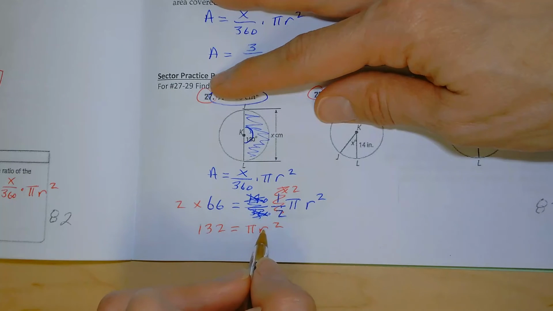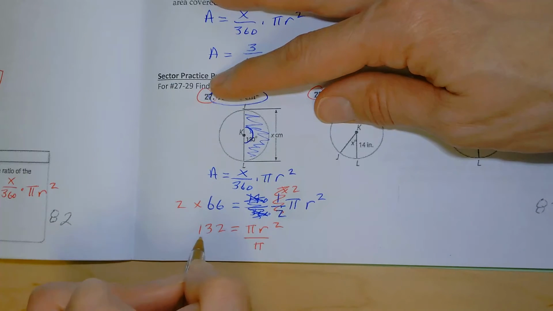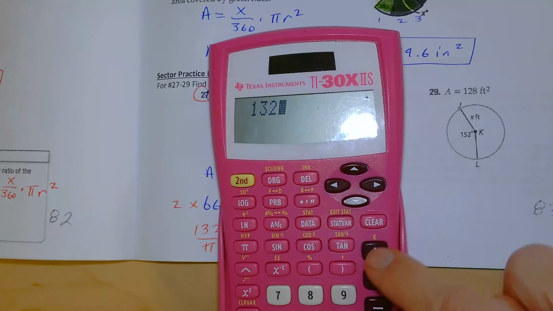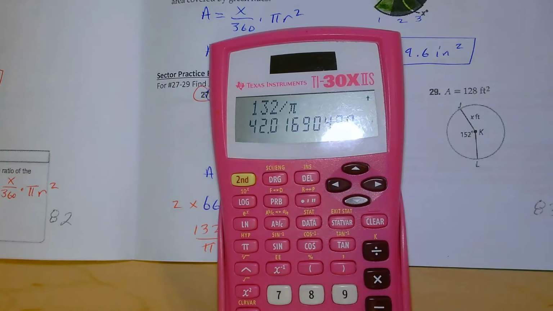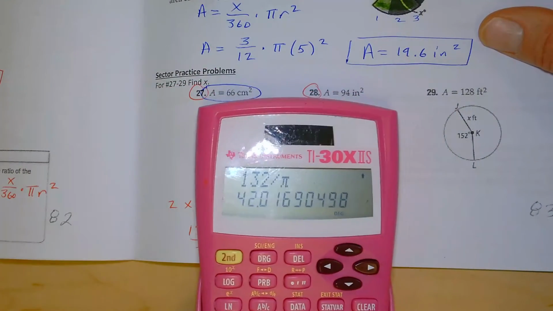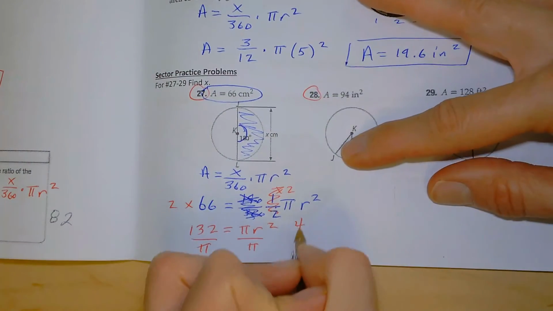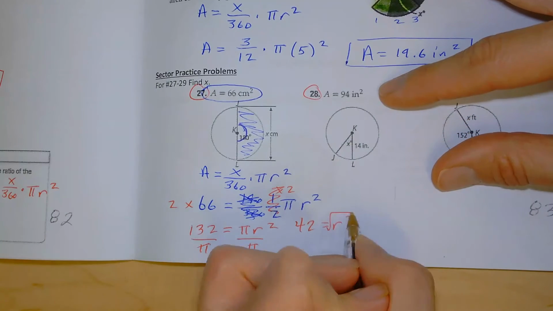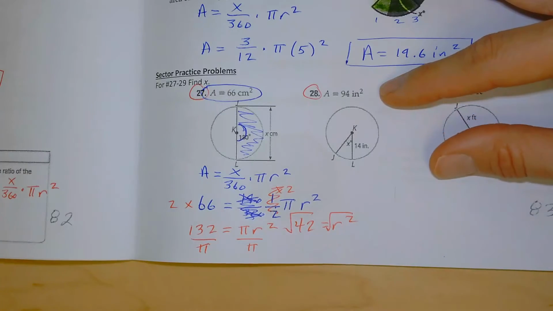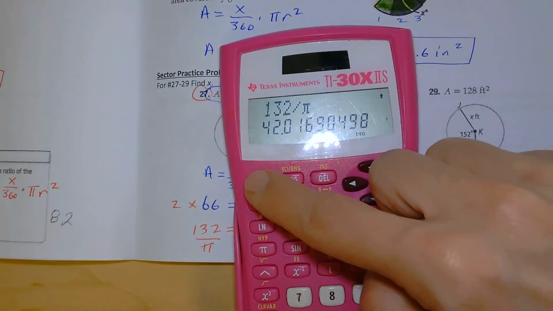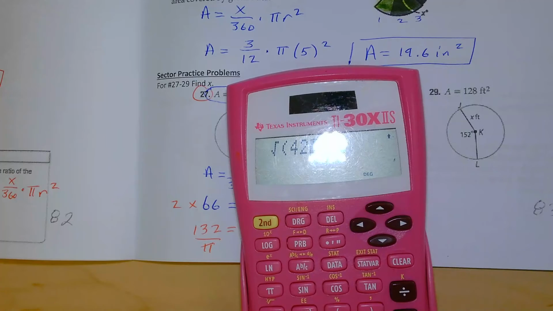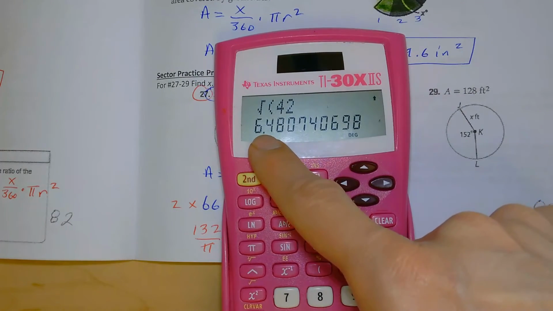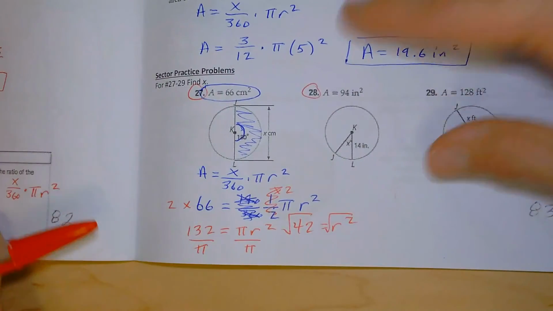Now, I'm still trying to find r, so I'm going to divide by pi. And yes, I'm going to have to type that in. So I'm going to do 132 divided by pi, 42 point blah, blah, blah. So let's do 42. 42 equals r squared. Then I'm going to square root both sides because I'm undoing the squared. So I can go second square root 42, or you could hit second square root, second answer if you want. And you're going to get about 6.5 for your radius.